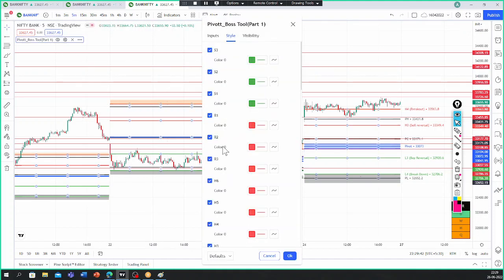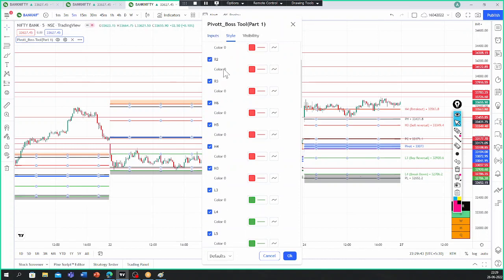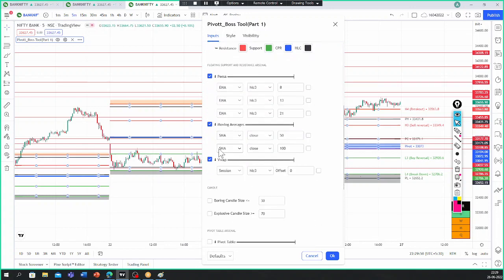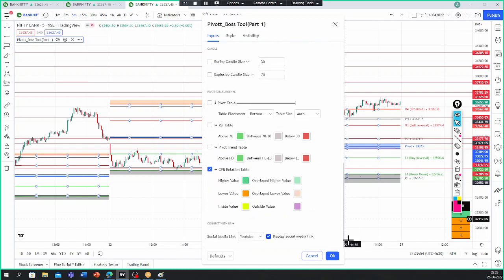Whatever you want, you can put here, right? You can use floor pivots, you can use Camarilla pivots, you can use VWAP, moving average, everything is there.